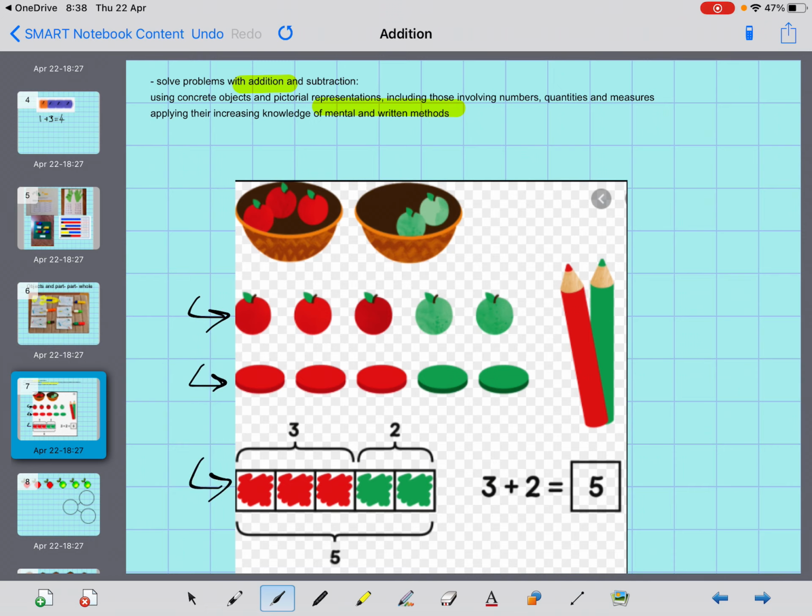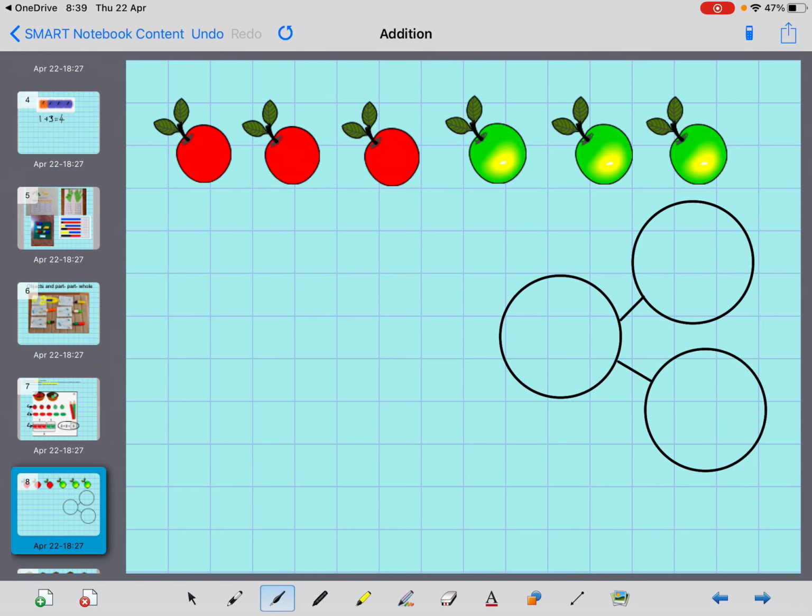And then we can show this representation in different ways. So there are different pictures there to show the same number sentence, 3 add 2 equals 5. So we would look at using lots of different pictures, lots of different ways of representing objects and addition in class.